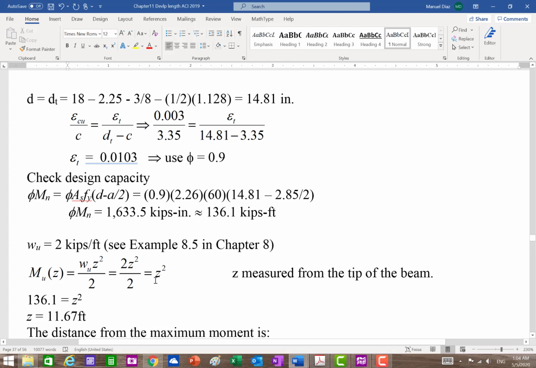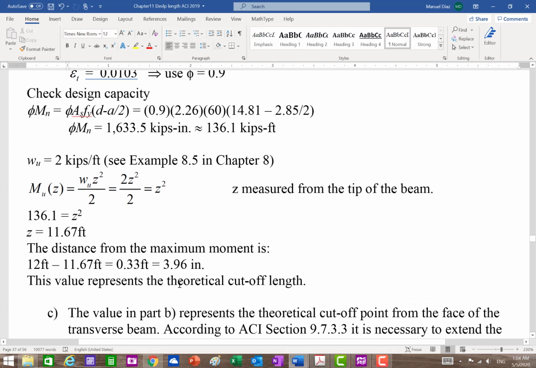My Mu happens to be w z squared. That equals this, so my z value is 11.67. So I can almost cut it right at the face, very close, right? And I can eliminate. So that means that the number 9 was a very conservative design, okay? Very conservative design. So I do 12 minus 11.67, gives me 0.33 feet. That's only 4 inches. This one is the theoretical cutoff length. At 4 inches from the face of the support, I can cut that bar really, right? Because it was a conservative design.